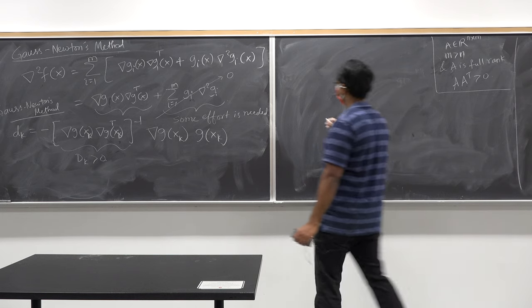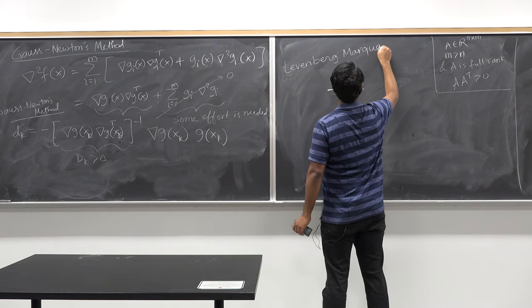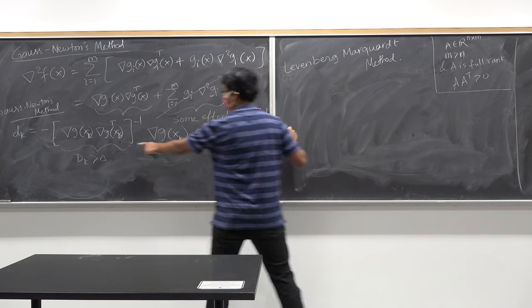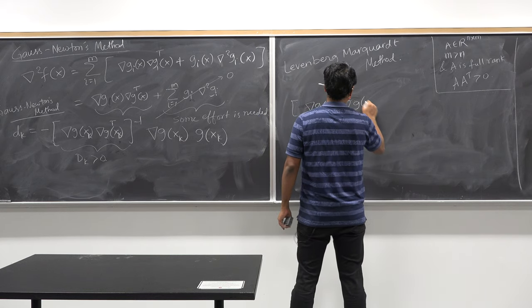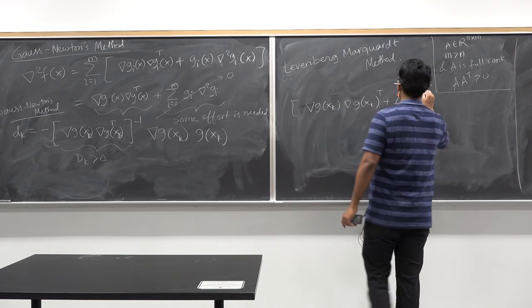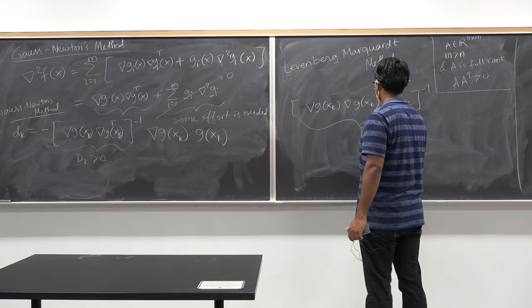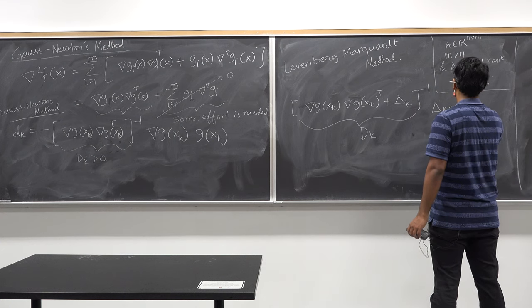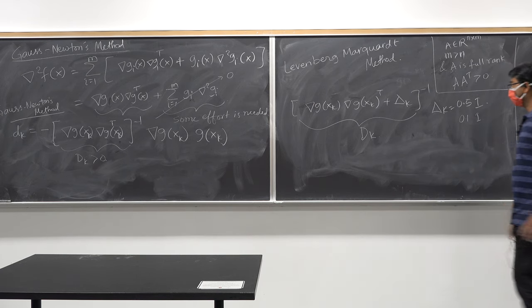Okay, identity matrix. So that is the Levenberg-Marquardt method. What you do is, if this matrix is becoming singular for some reason, you add some small positive definite matrix and then take the inverse. This would be your dk. So this delta k is a small positive definite matrix. You could pick delta k as 0.5 times the identity matrix, or 0.1 times the identity matrix. In this case, you make sure that your dk is always going to be positive definite.